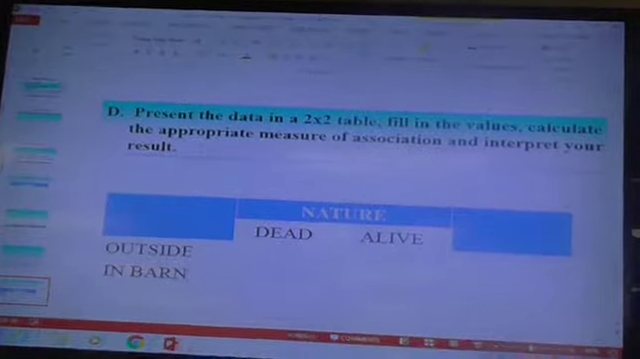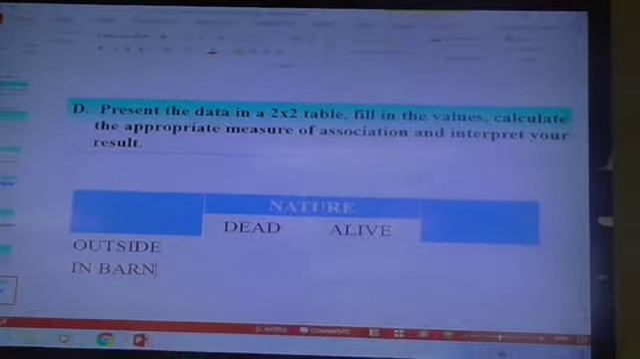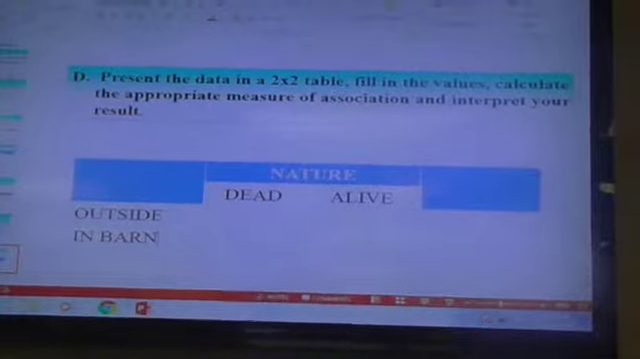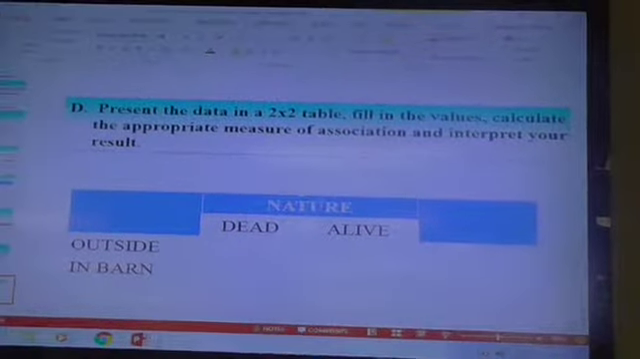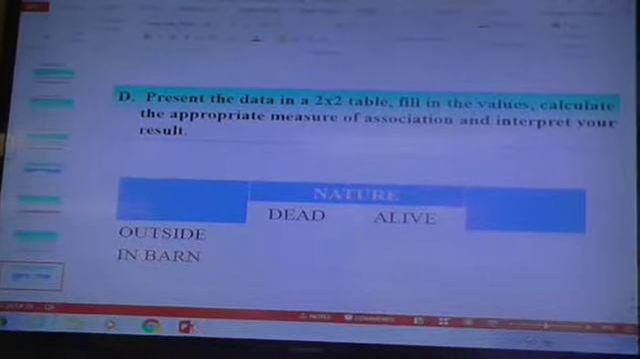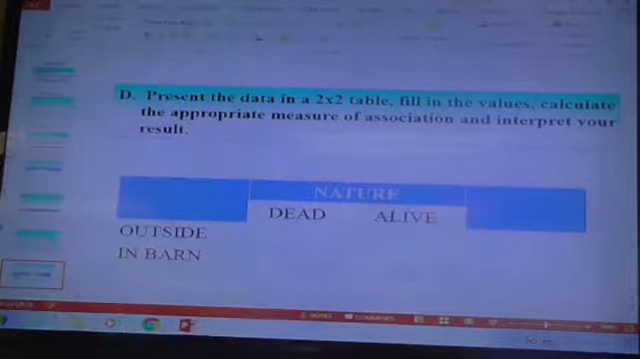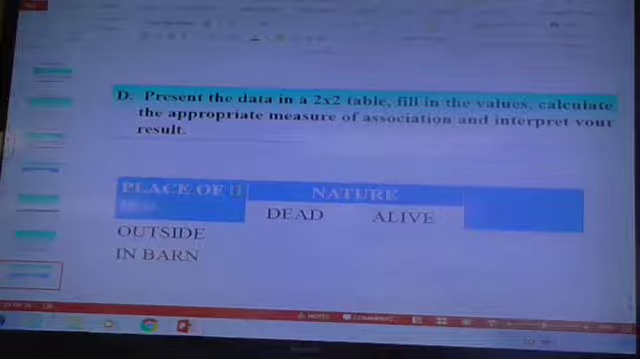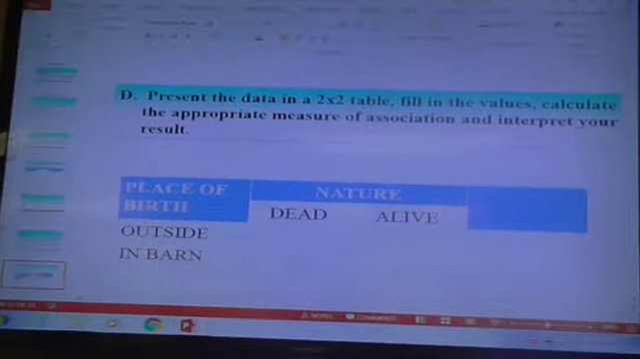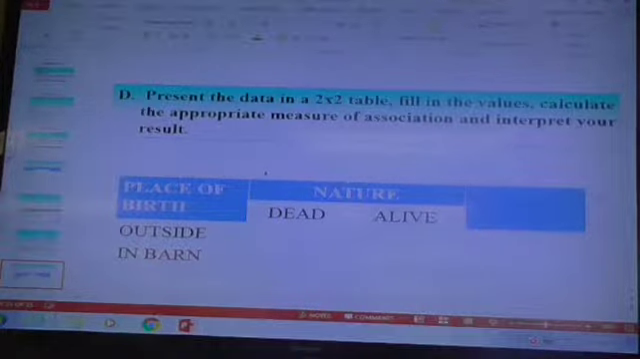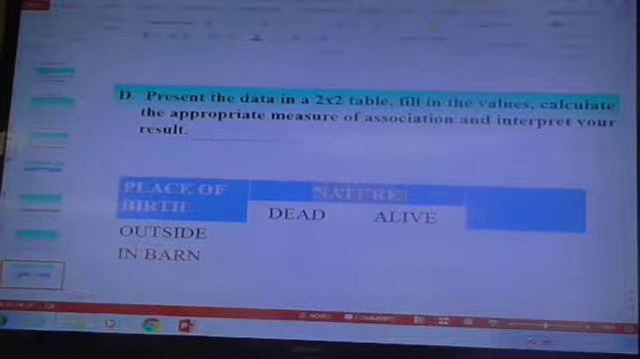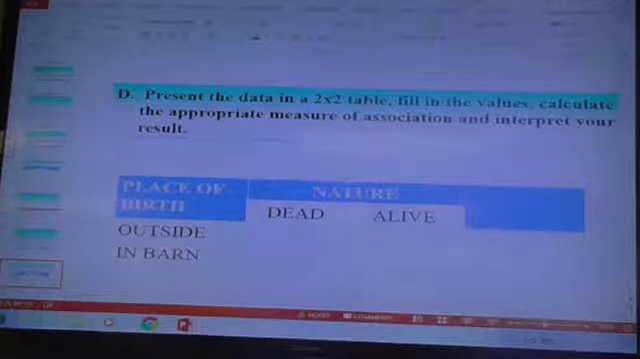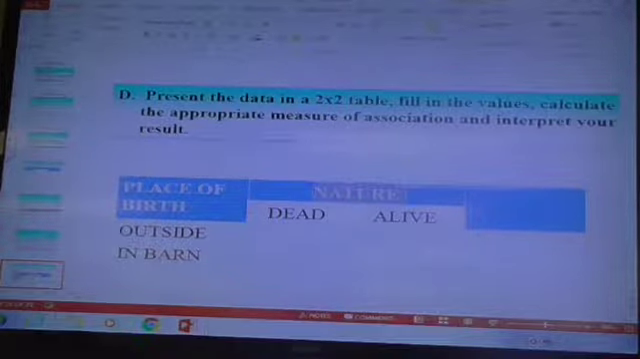Place of birth, exactly, or where the calves were born. The place of birth is our risk factor. So we classify that now into what? Into outside in a pen, inside in a barn. So place of birth is our risk factor. Again, the outcome or our response variable or state of nature is whether they died or survived.